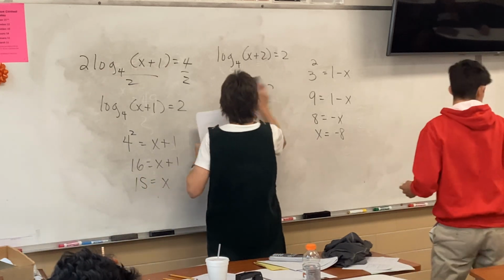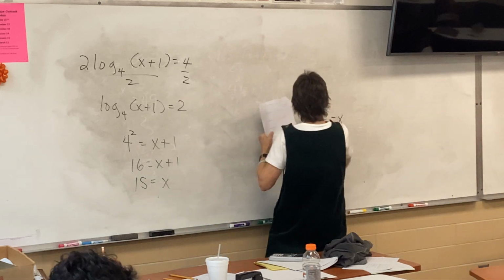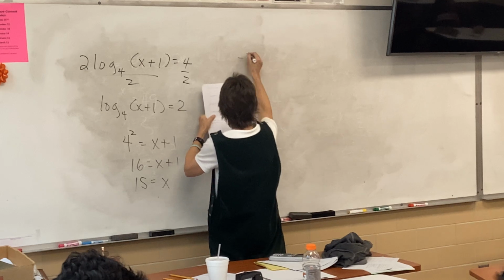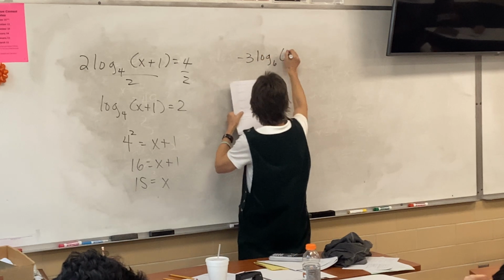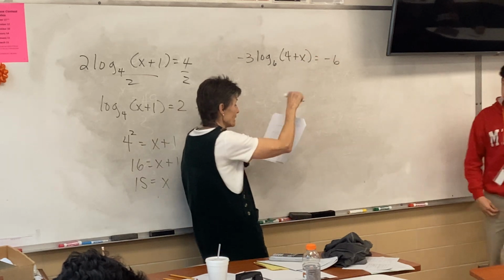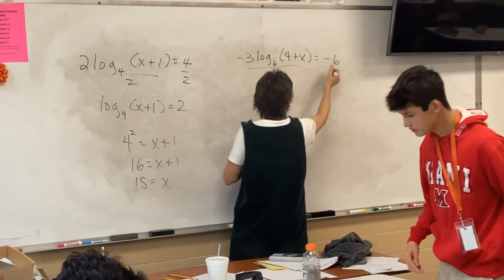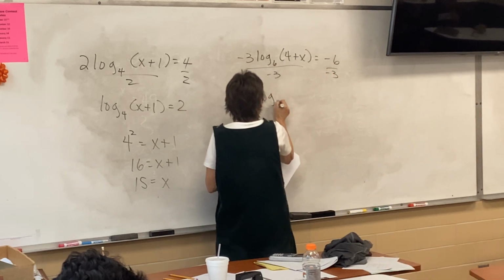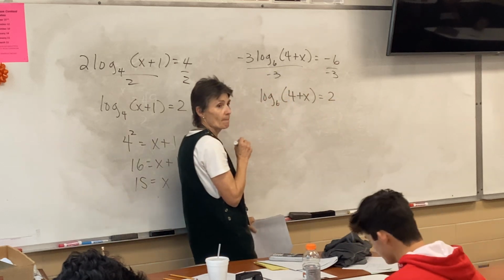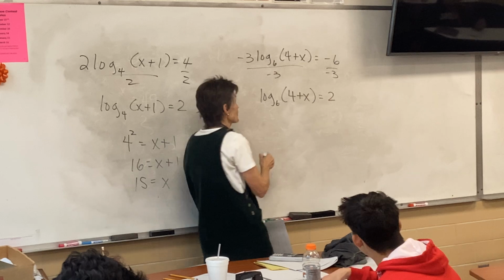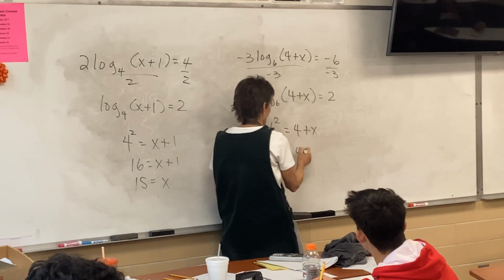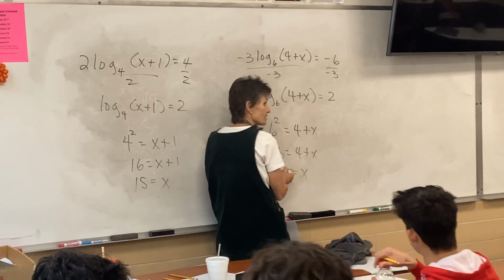O, x equals 60. We're gonna do the same sort of thing with O. First of all, I'm gonna move that 6 over. Is that okay? Got rid of that 6 over there. Then I'm gonna divide by my -3. So 6 squared equals 4 plus x. And it looks like the answer is 32.